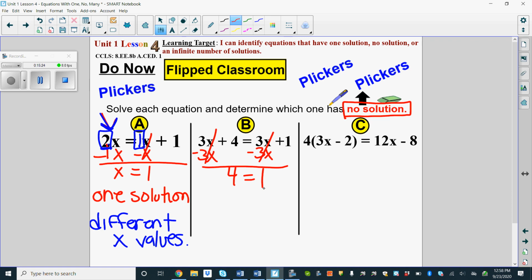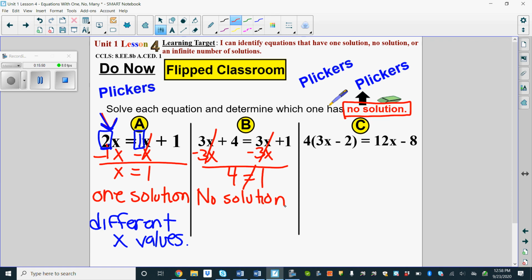Now, I don't know about you guys, but 4 never equals 1. All right, on a number line, you have 1, 2, 3, then 4. So, therefore, 1 can never equal 4. So, this means that there is no solution. So, if you solve an equation and you get two different numbers on opposite sides, you know that they'll never be equal to each other. So, that is no solution.